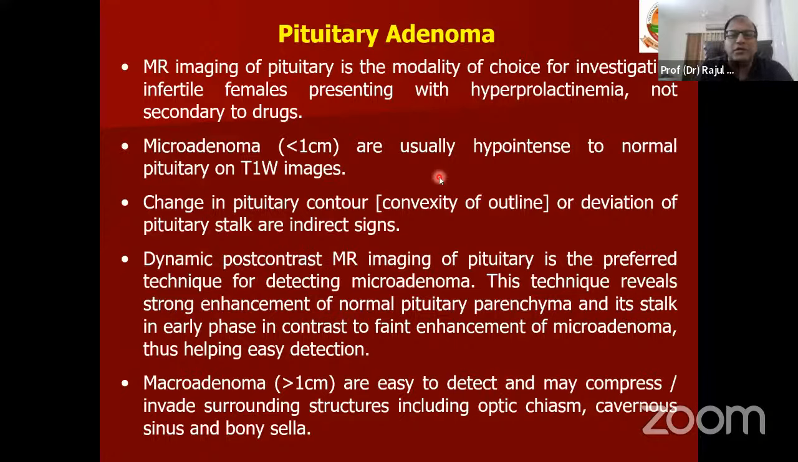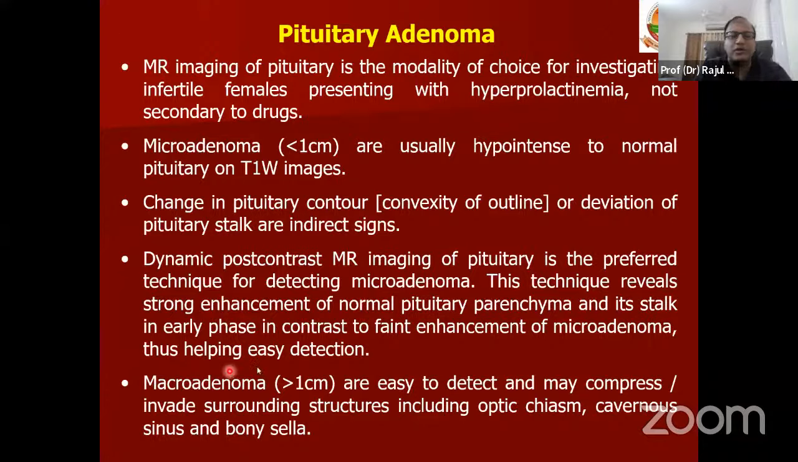So we have to do the dynamic MR contrast imaging, and these are usually hypointense to the normal pituitary. The change in pituitary contour, that is convexity of its margins, and deviation of the pituitary stalk, are the indirect signs. The dynamic post-contrast MR imaging of the pituitary is the preferred technique for detecting microadenomas. This technique reveals strong enhancement of the normal pituitary and its stalk in the early phase, in contrast to the faint enhancement of the microadenoma.